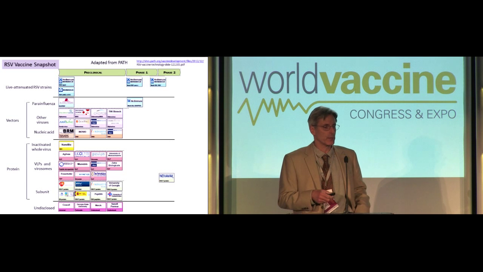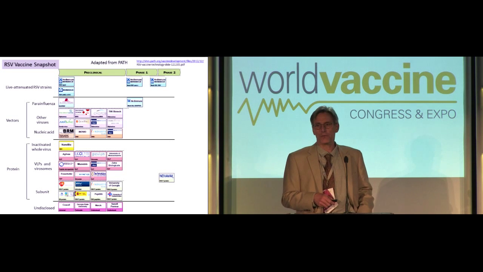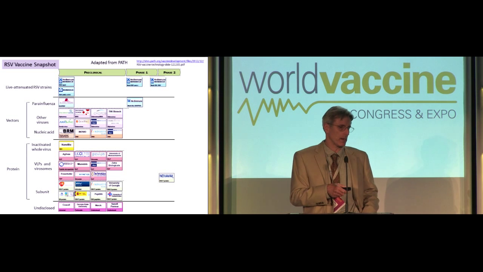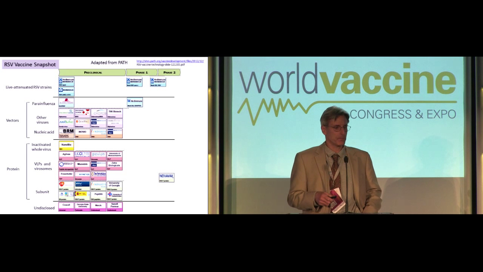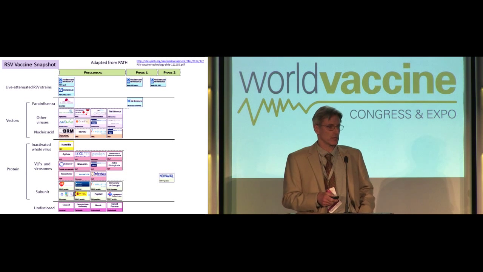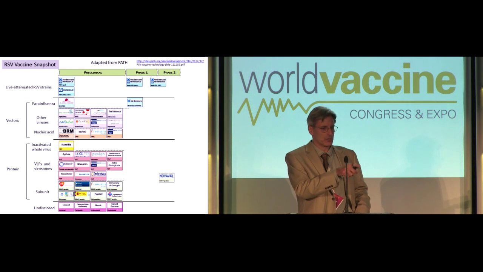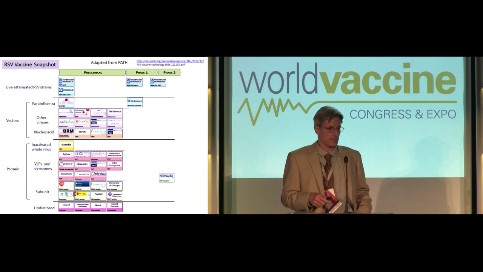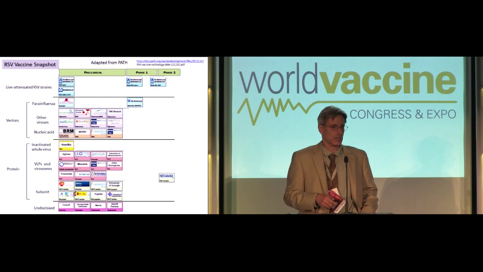And these include parainfluenza virus vectors, other viral vectors such as alphavirus, adenovirus, and MVA, vaccinia, and also nucleic acid vectors. And then the third group at the bottom are protein vaccines, and these include inactivated whole virus, particle vaccines, and also subunit vaccines. And you can see most of the activity is still in preclinical. These boxes are too small to see, but each one's a different vaccine initiative. But you can see some that have advanced to clinical studies.